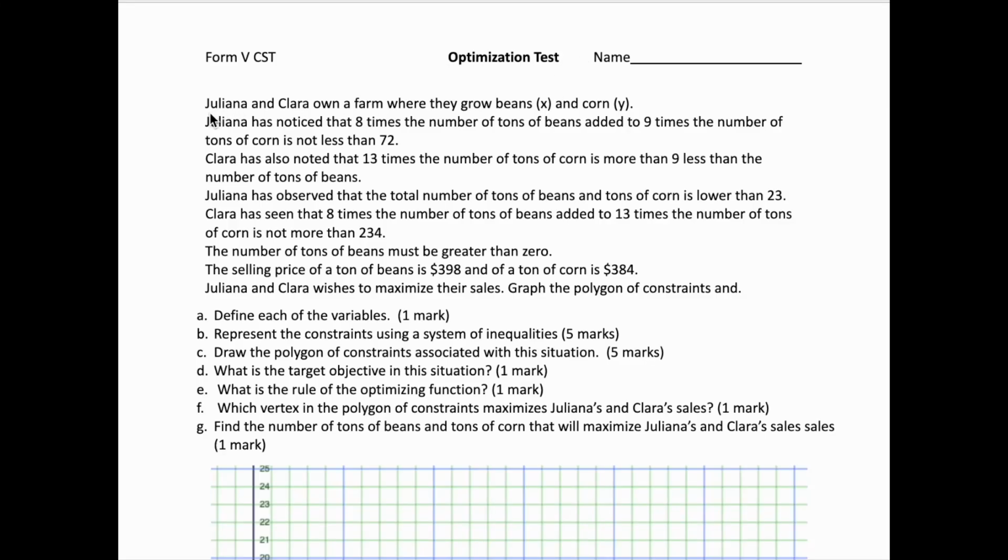Optimization test. Juliana and Clara own a farm where they grow beans and corn. Beans are X, corn is Y. Juliana has noticed that 8 times the number of tons of beans added to 9 times the number of tons of corn is not less than 72.